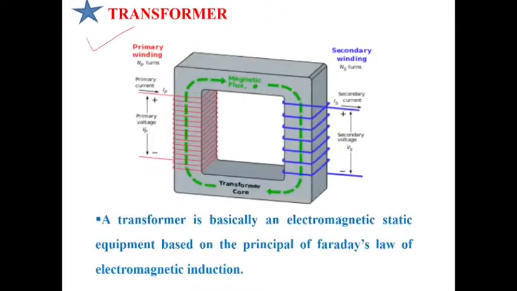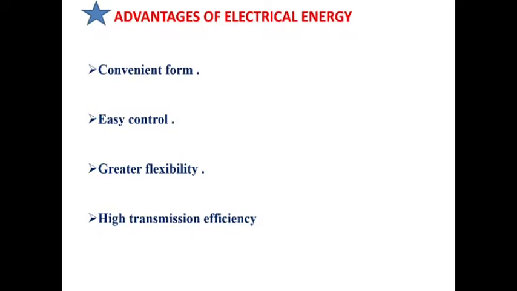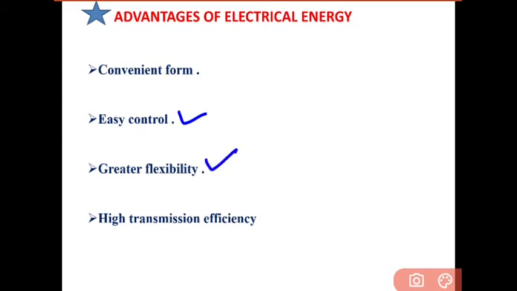These are some main equipments that we learned about: the transformer, rectifier and others. Then next, at the end of this presentation, I would like to say what the main advantages of electrical energy are. It is a very convenient form, in the sense that we can easily produce it from different sources. It can be easily controlled. There are so many equipments to control the electrical energy that is produced. It has greater flexibility, because once you produce the electrical energy, you can transmit it anywhere, and you can step up and step down the supply as per your requirement.